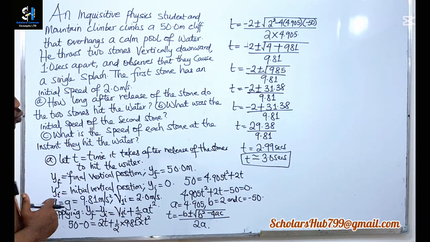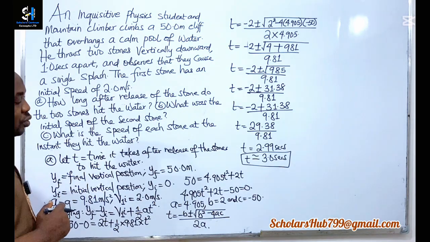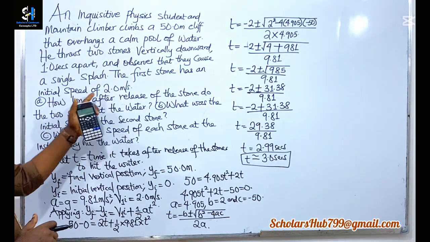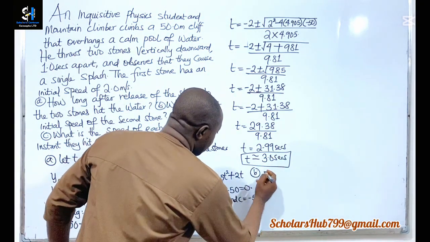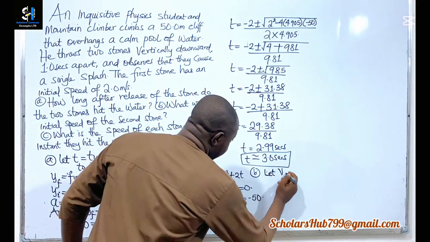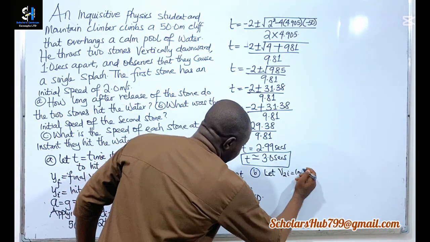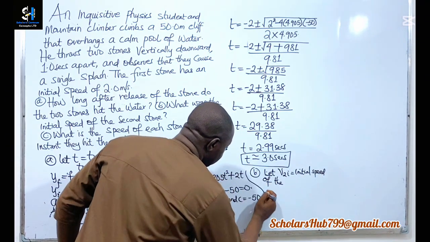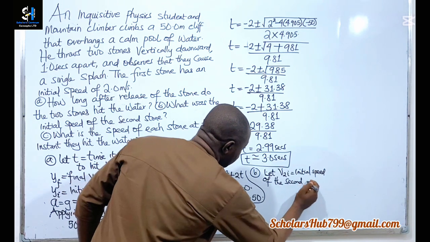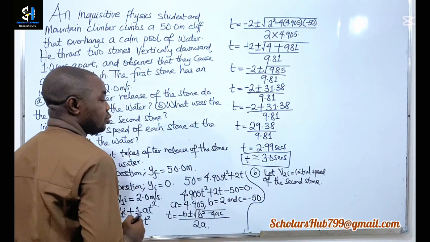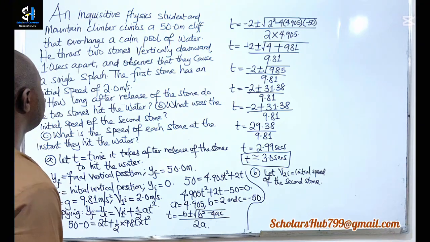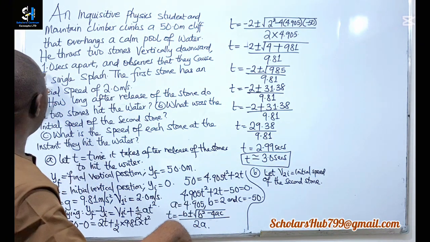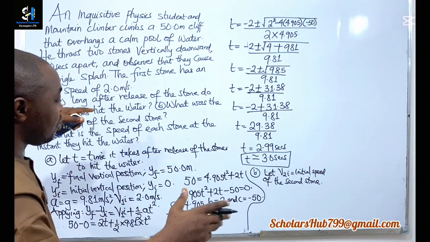So then the second question: what was the initial speed of the second stone? To calculate it, we're only given the initial speed of the first stone. So let V2I equal the initial speed of the second stone. Now we have that it throws 2 stones vertically downward 1.0 seconds apart.